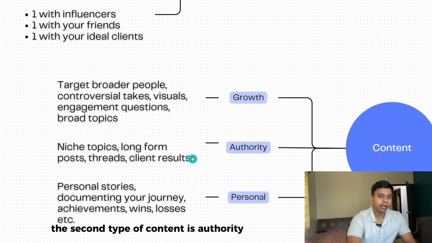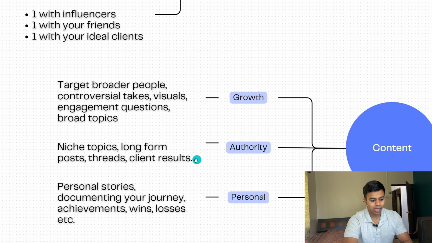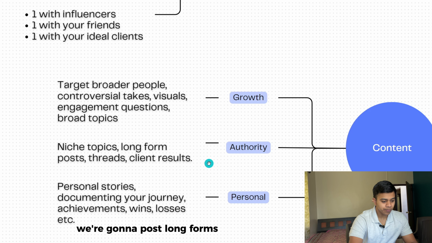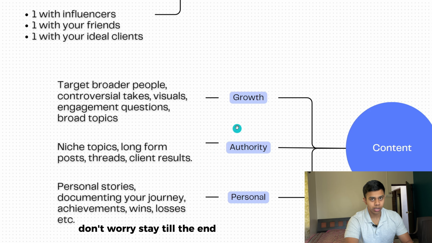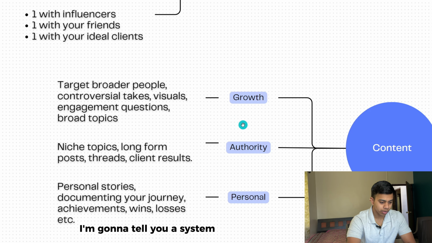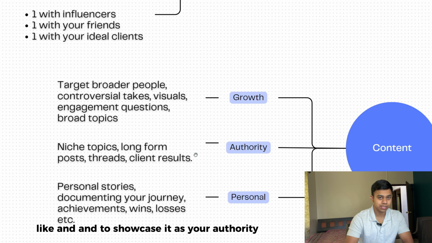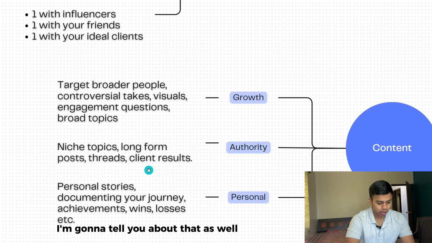The second type of content is authority, and this is the most important pillar of your content strategy. Here, we're going to talk about niche topics. We're going to post long forms, threads, and client results, right? But if you don't have any client results for now, don't worry, stay till the end. I'm going to tell you a framework, a system which you can follow to get client results and to showcase it as your authority, your proof of work, in order to get more clients. So stay till the end. I'm going to tell you about that as well.